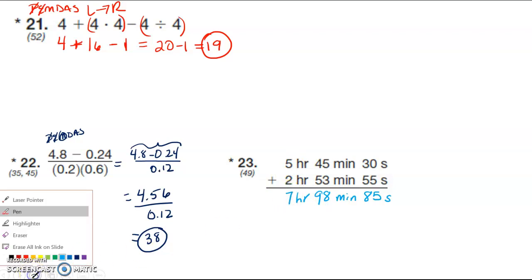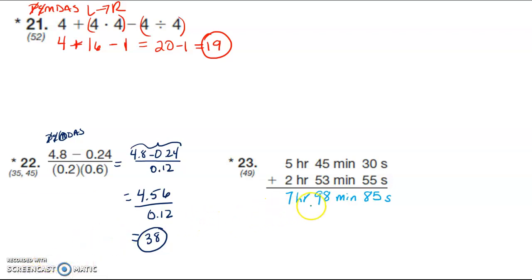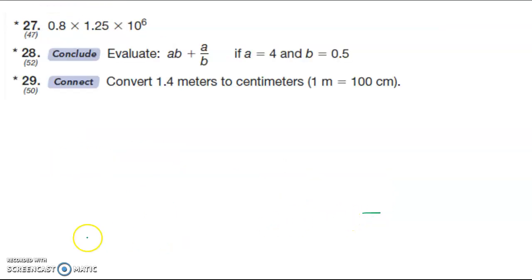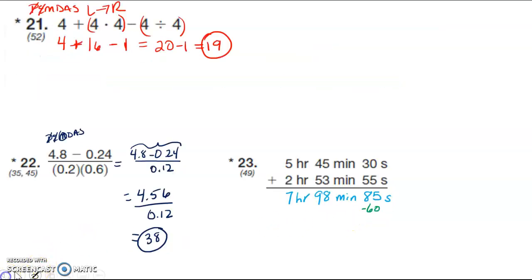Okay, so let's change colors. I know that there are 60 seconds in a minute, so I'm going to subtract out a minute, which gives me 25 seconds. I'm going to add 1 minute here. So I have 99 minutes, 7 hours.